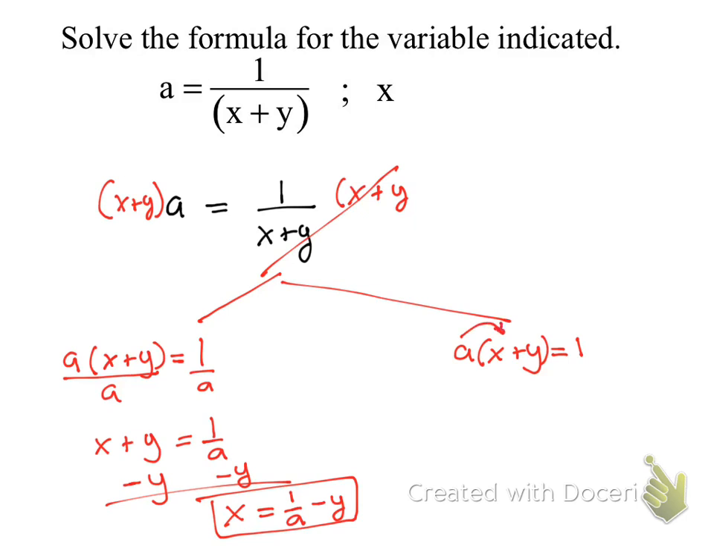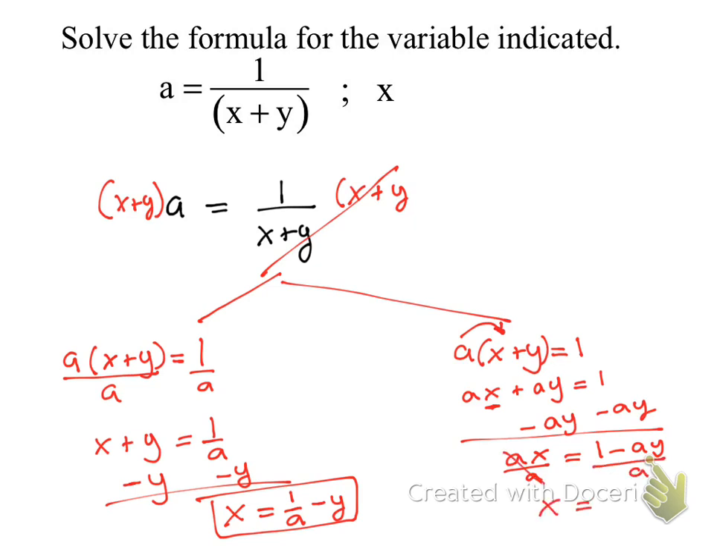I can distribute: ax plus ay equals 1. And we're trying to get that x alone, right? So I can subtract this out. Minus ay, minus ay. I get ax equals 1 minus ay. Divide by a. X equals 1 minus ay over a. Now they might look different. The difference is this is simplified. They're exactly the same. So I don't care what method you take.